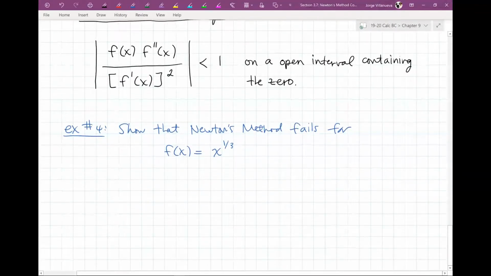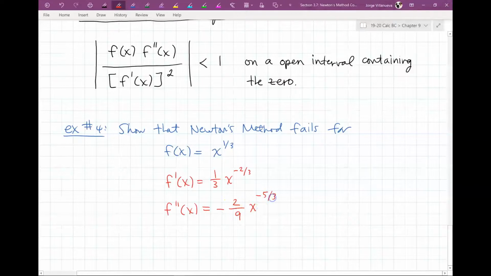So I already have my original function. I can take my derivative, f prime of x is 1/3 x to the negative 2/3. And then I'm going to take my second derivative, f double prime of x is, what would that be? A negative 2/9 x to the negative 5/3. Okay, now what I'm going to do is put all these terms into that formula, f of x times f double prime of x divided by f prime of x squared.